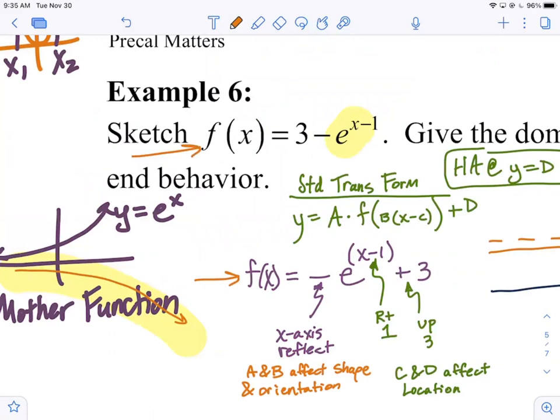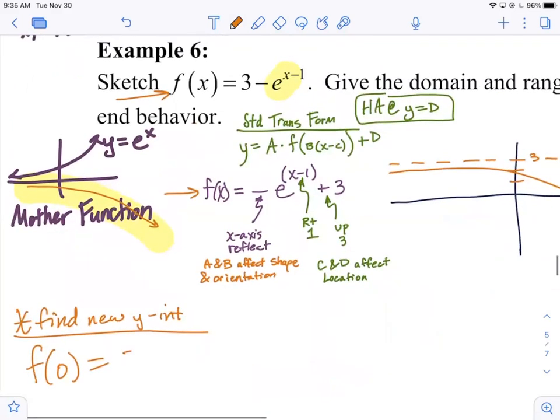Now, the standard transformation form is useful for sketching, but it's not always the most useful for evaluating. So I tend to just plug it back into the original. Would you be okay with that? Okay, so I'm going to do that. It's going to be 3 minus e to the 0 minus 1 is negative 1.